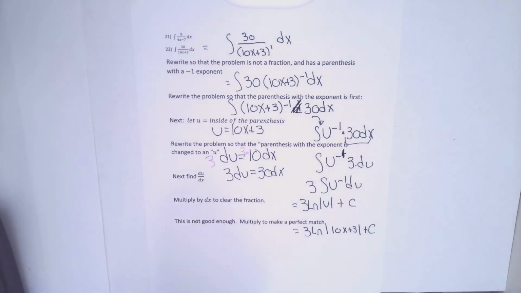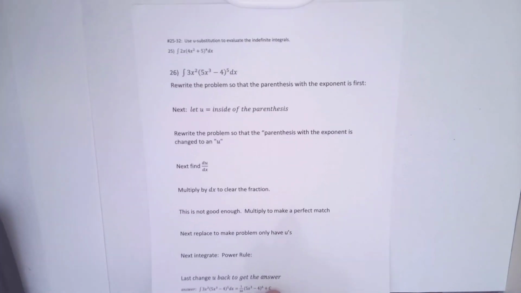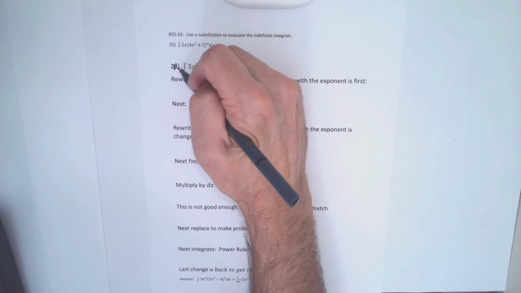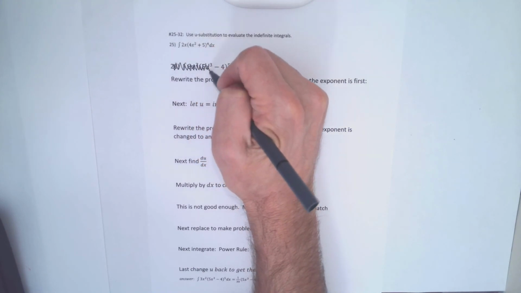So we did a couple where you have to multiply. Let's do one now where we have to multiply by an integer. Let's do a couple where I have to multiply by a fraction. So 26, let's do 25 together. I haven't done any odd numbered problems, and maybe it'll help you.